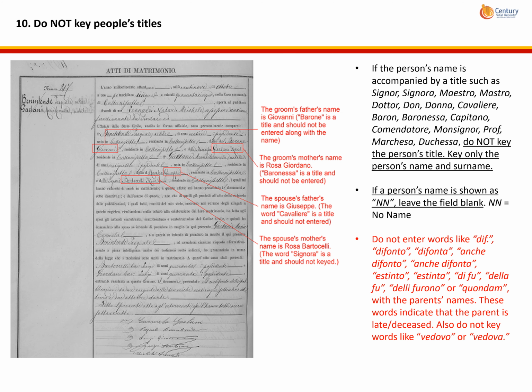Remember to key only the names and surnames of people. Do not key people's titles. Here's a list of titles you may come across in the records. If a person's name is shown as NN, leave the field blank. NN means no name. There are a number of words which indicate that the groom's or the spouse's parents are no longer alive. Do not key any of these words along with the names of the parents.